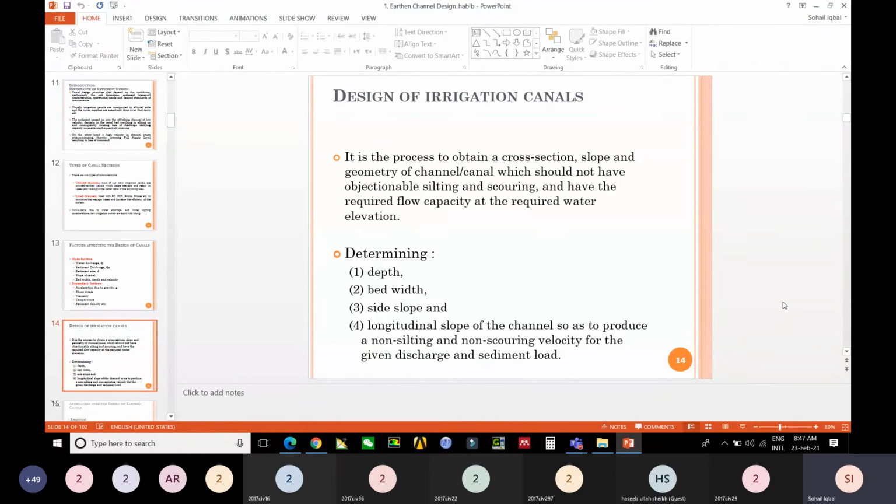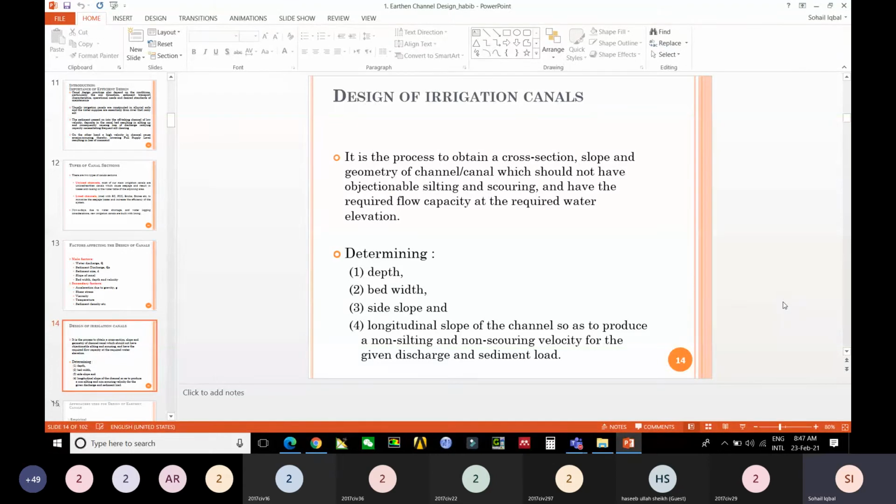What do you think about the longitudinal slope of the channel? What is this longitudinal slope of the channel? Along the length of the slope. Along the flow length of water. Yes, so it is the slope in the direction of flow of water.